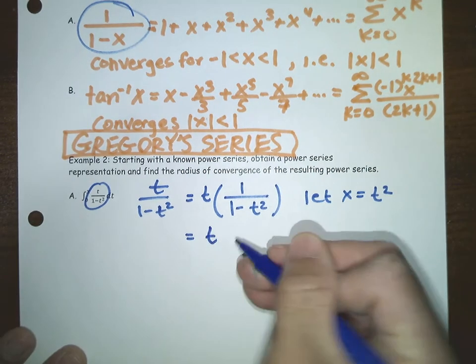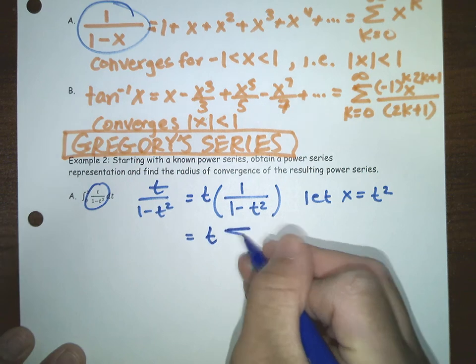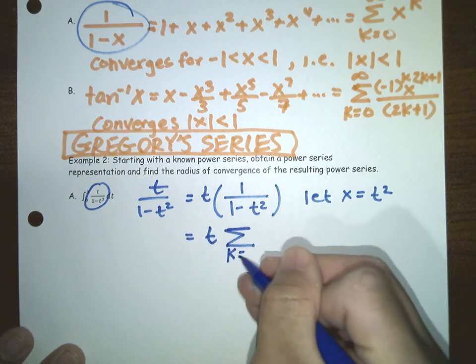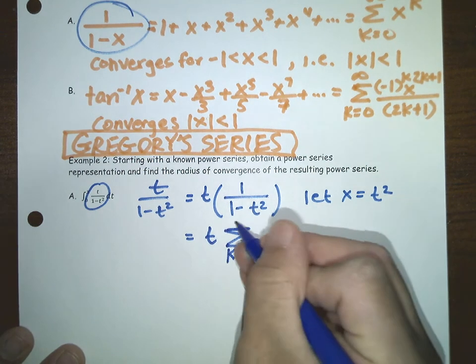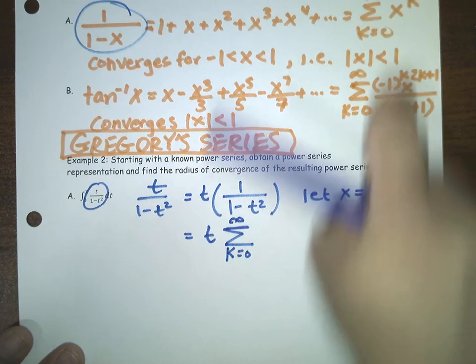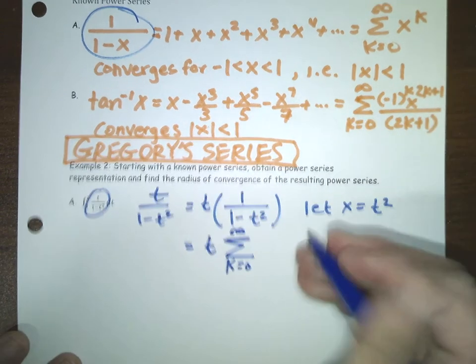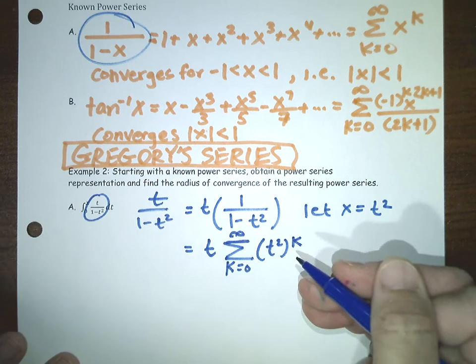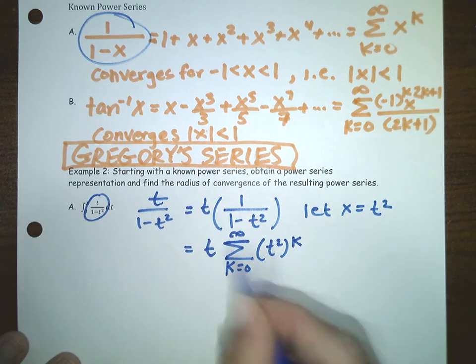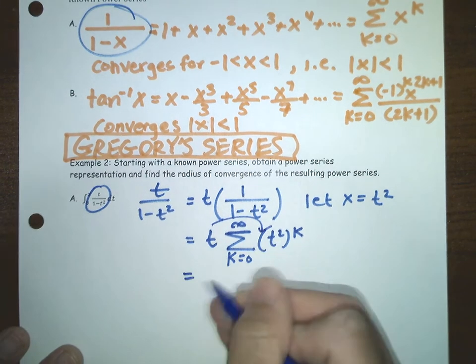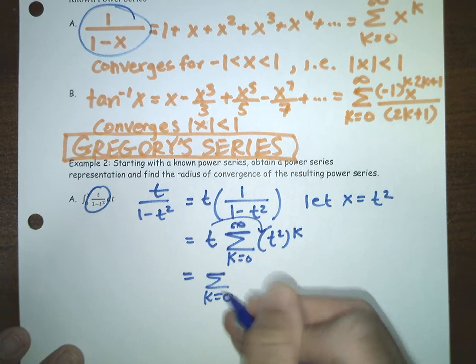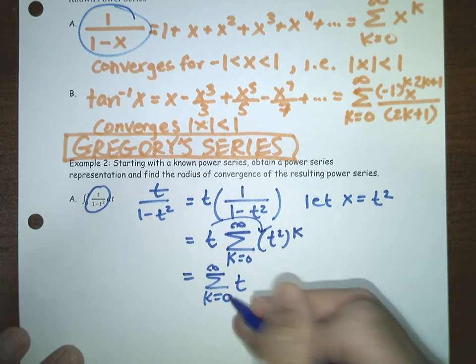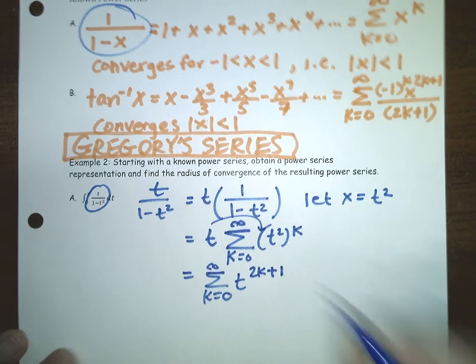So it's t times the sum, k equals 0 to infinity. Now remember, wherever there was an x, I'm going to put a t squared. So t squared to the k power. And then I'm going to bring this t inside. So I have the sum, k equals 0 to infinity, of t to the 2k plus 1.